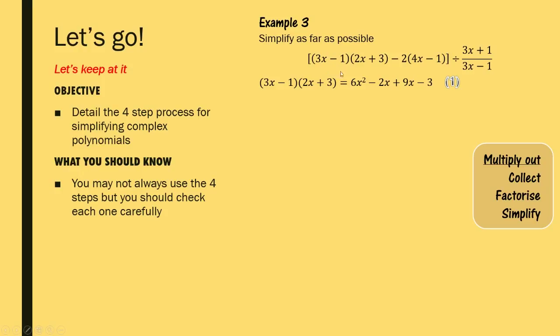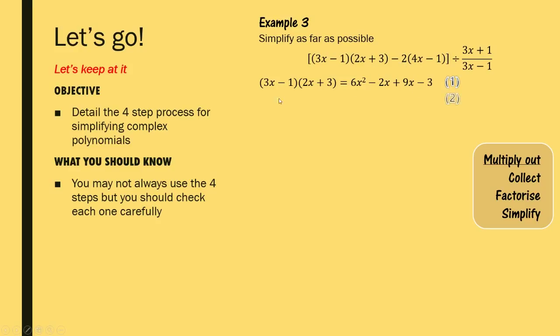I'm going to take these pair of brackets first, and I've broken it down and called that part 1. So 3x minus 1 upon 2x plus 3. When I multiply that out using the FOIL technique or the grid technique that we used, we'll get 6x squared. In our terms, minus 1 times 2x is minus 2x, and plus 3 times 3x is 9x, and minus 1 times 3 is minus 3. When I multiply that out, that's what I get.